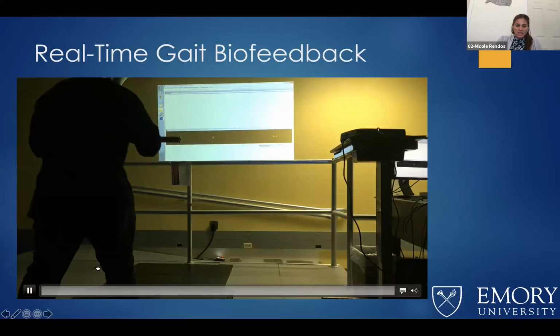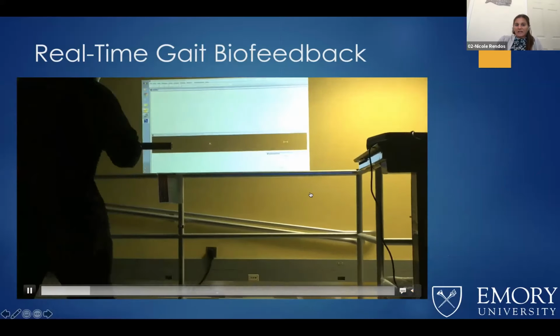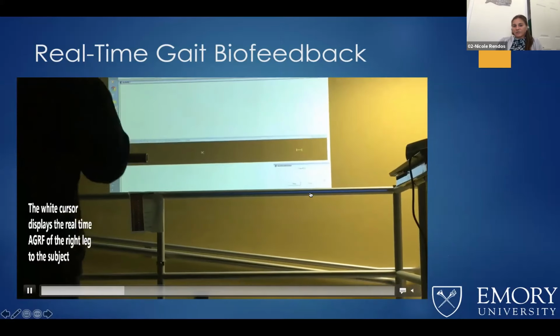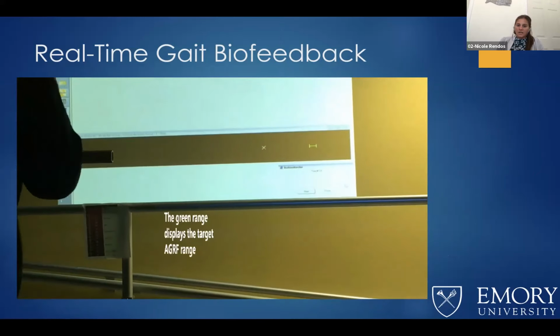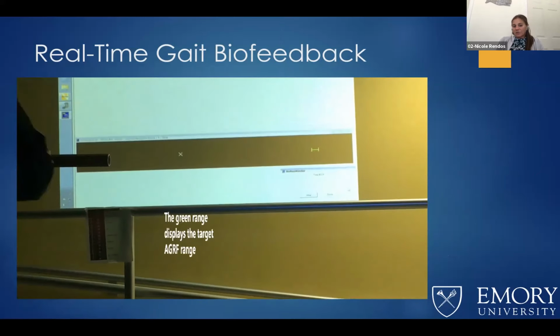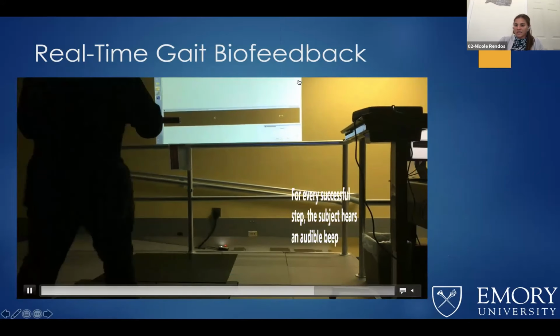Here you can see a participant that will be walking, and you see the green target that he tries to reach, and that's a 25% increase of AGRF above his baseline values. And as he reaches a target, you see the cursor move, and then for every successful step, you also hear an audible beep.